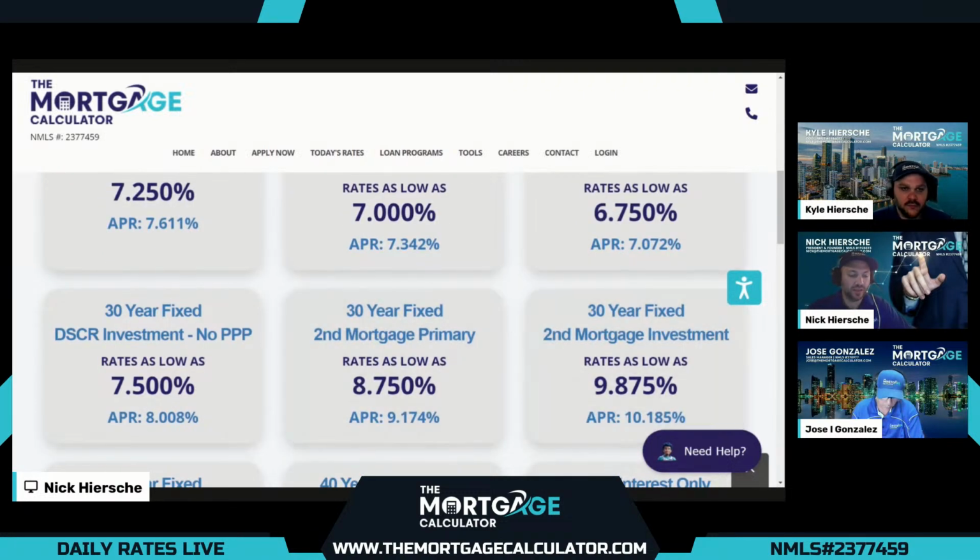And the final two options here, we'll talk about our very cool options. 30-year fixed second mortgages. These are non-QM programs that allow our customers to do a cash out refinance and not touch their low rate first mortgage. So to get cash out of a primary home using a fixed rate second mortgage, not a HELOC, it's a little better rates here. Rates as low as 8.75, final APR 9.174.